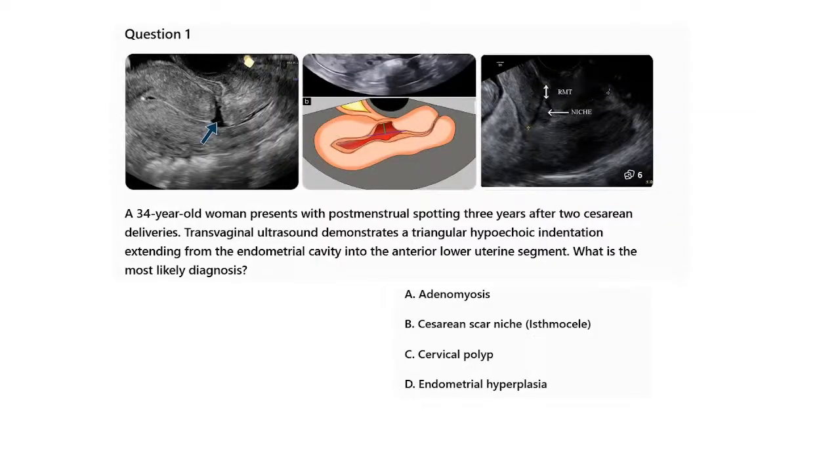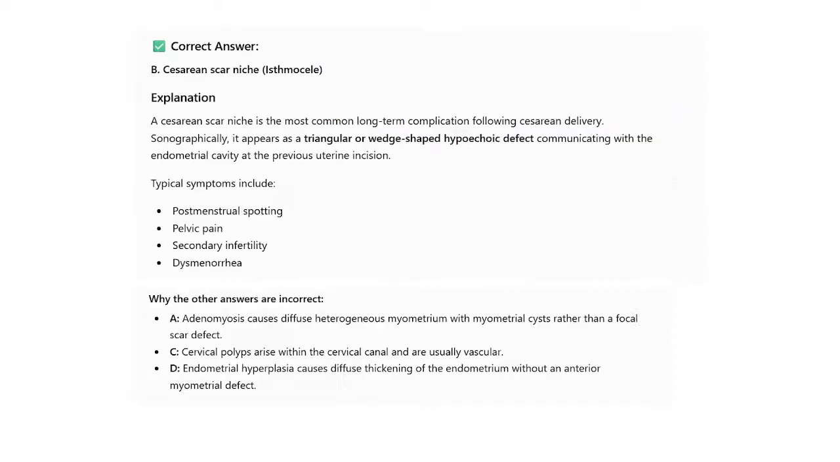So question number 1. A 34-year-old woman presents with post-menstrual spotting 3 years after 2 cesarean deliveries. Transvaginal ultrasound demonstrates a triangular hypoechoic indentation, as you can see there, extending from the endometrial cavity into the anterior lower uterine segment. What is the most likely diagnosis? A. Adenomyosis. B. Caesarean scar niche, which is the ischemocele. C. Cervical polyp. D. Endometrial hyperplasia. So without further ado, our answer is B.